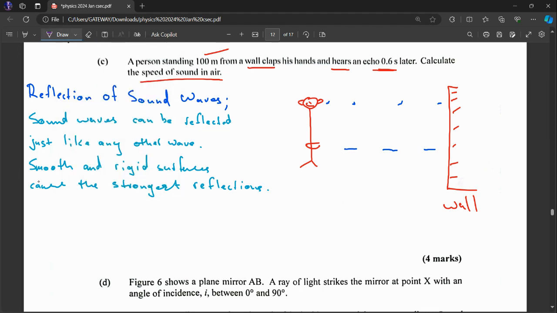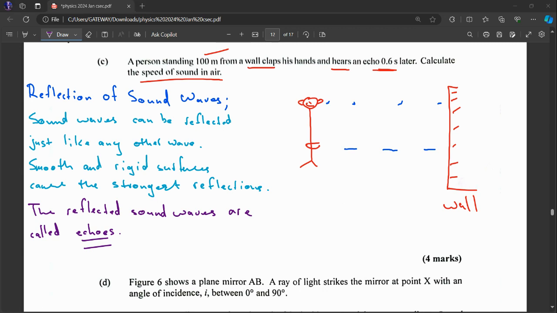Right? So the reflected sound waves are called echoes. Very important to note. I'm going to put this in a different color. The reflected sound waves are called echoes. Right? Very important to note.